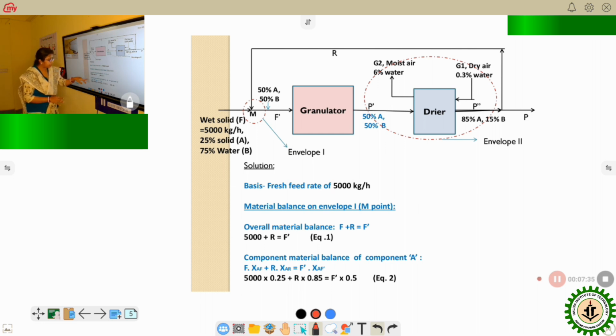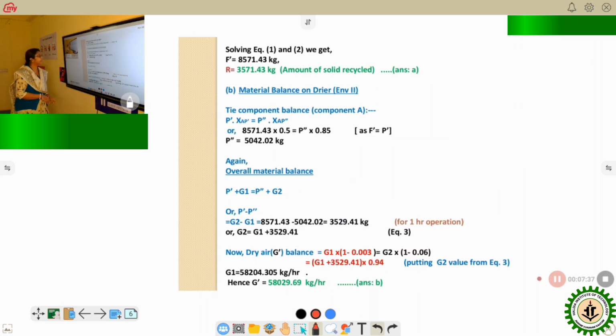If we solve these two equations, we can get the value of F dash, which is determined here as 8571.43 kg, and R, which is determined as 3571.43 kg, which is the amount of solid recycled, and this is our answer for question A given in the problem.